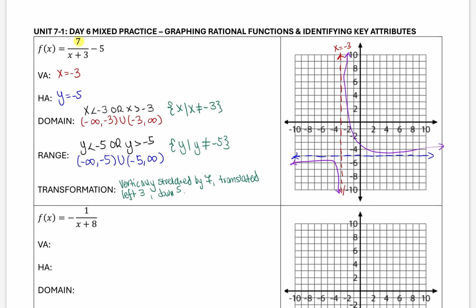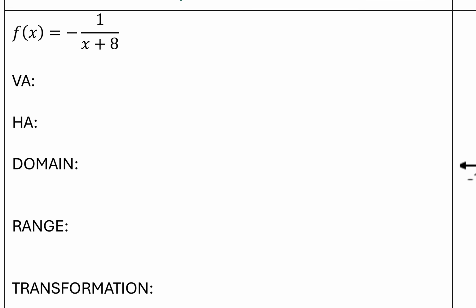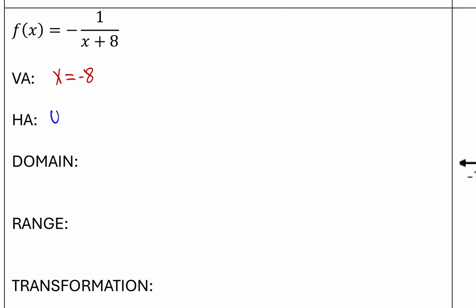Let's go ahead and move on to the next one. For the next one, notice that we have a negative symbol in the front. So this is going to be a reflection across the x-axis. That means that the hyperbolas will be located in quadrants 2 and 4. For this one, we have a vertical asymptote located at x is equal to negative 8. We have a horizontal asymptote located at y is equal to 0. There's no k value here, so it's a 0.